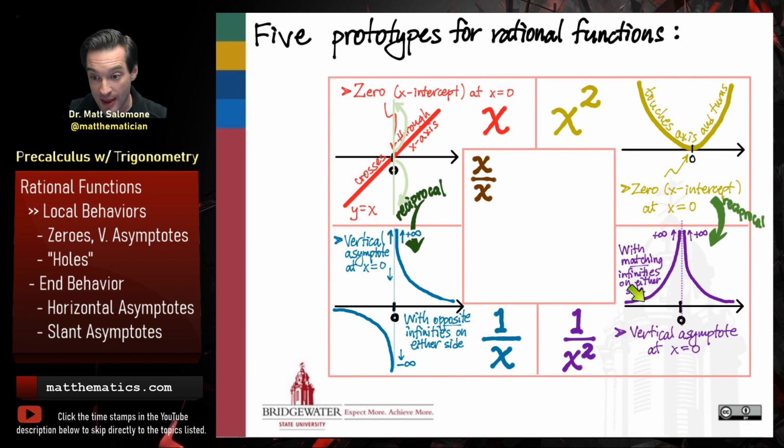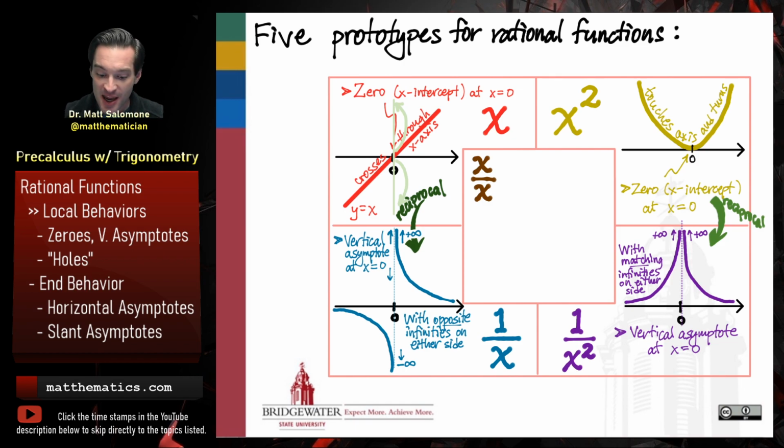And the smaller that x squared gets, the smaller that x gets, in other words, the closer to 0 that x gets, the more positive 1 over x squared is going to become as x approaches 0 from the left. So when my exponent downstairs is even, we get these matching infinities on either side. So these are 4 of the 5 prototypes for rational function behavior that we can possibly see.